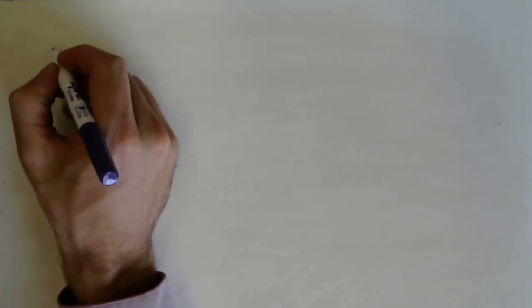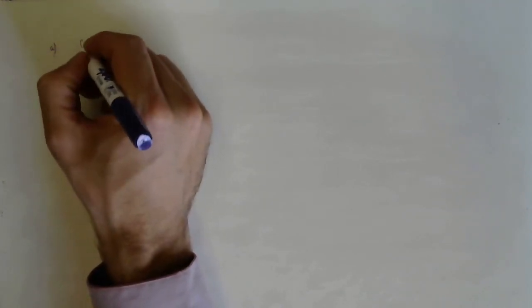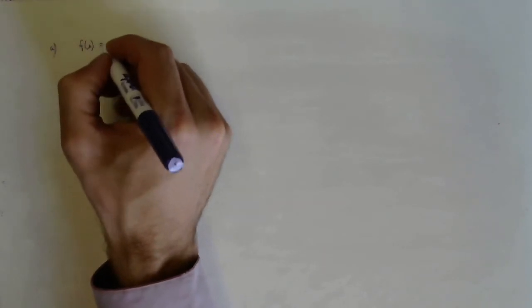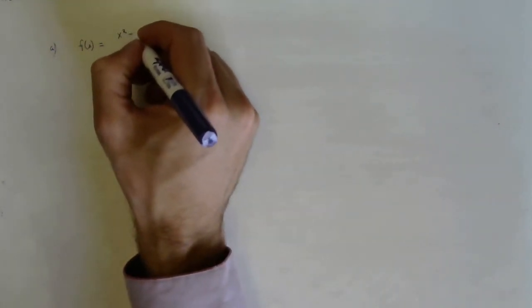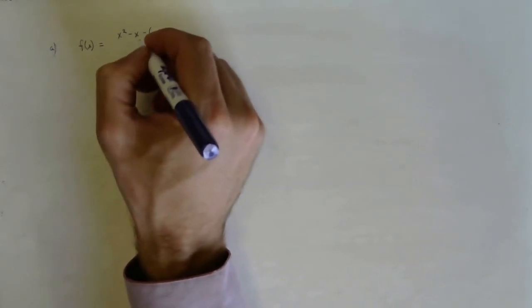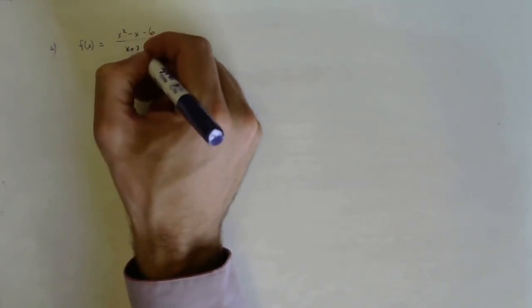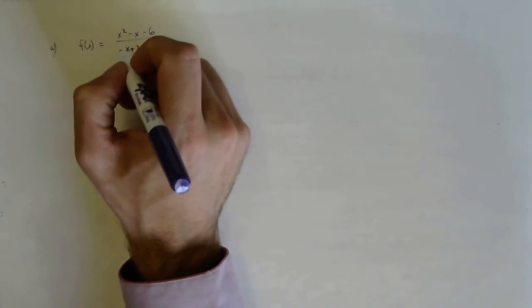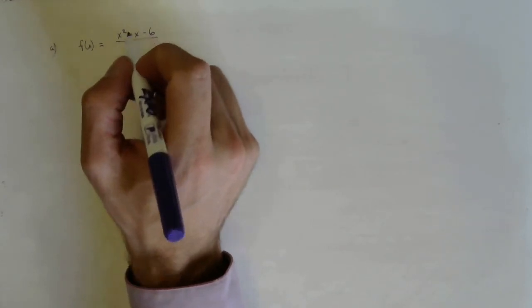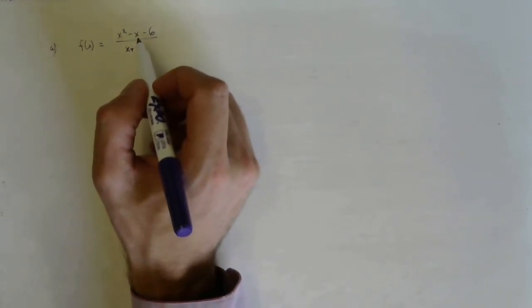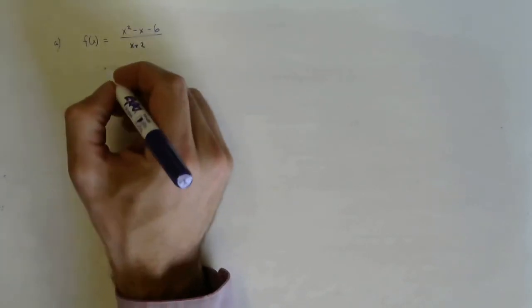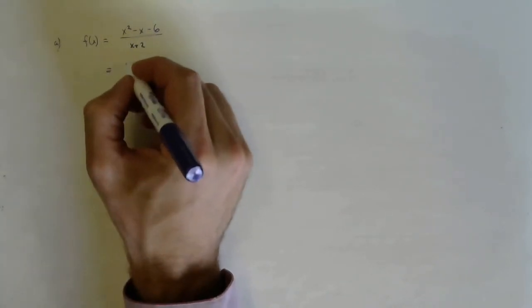Example 3, special cases. Sketch a graph of each function. Explain how they are special cases. So in A, we've got f of x equals x squared minus x minus 6 over x plus 2. And so you can carry out the same steps. We're going to factor the numerator and see if this simplifies.